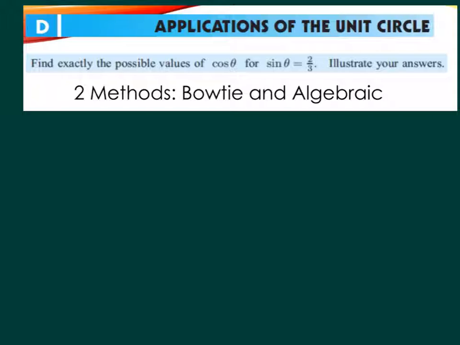So it says find exactly the possible values of cosine theta for sine theta equals 2/3. In other words, when sine theta equals 2/3, what is cosine? So let's go over what's called the bow tie method first.